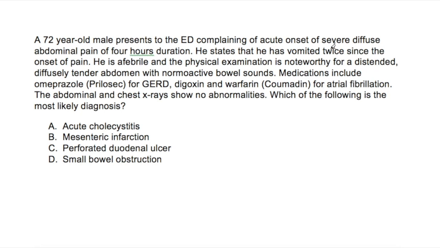Okay, for test taking strategies, if you ever see a severe diffuse out of proportion abdominal pain, first thing that should come to mind is a mesenteric infarct, and that's an occlusion of the mesenteric artery, and that's usually caused from some clot, and aFib is the most likely common cause of that clot, making mesenteric infarction the better answer choice.